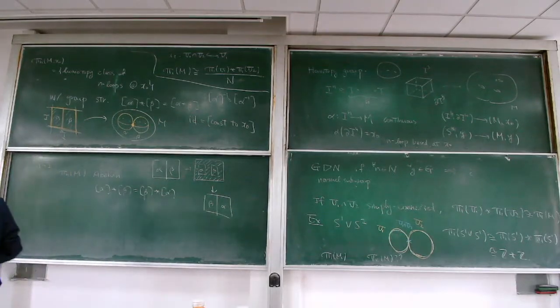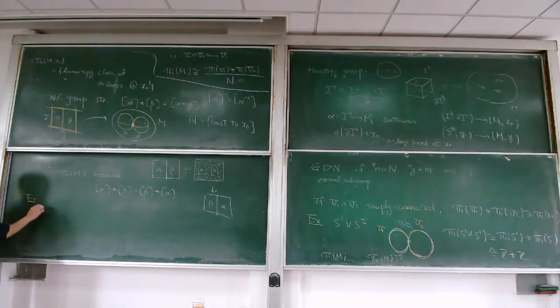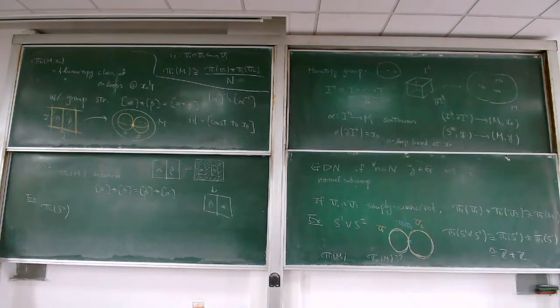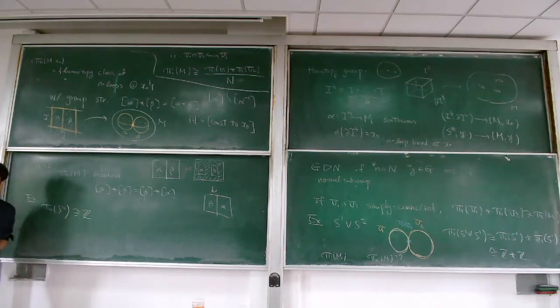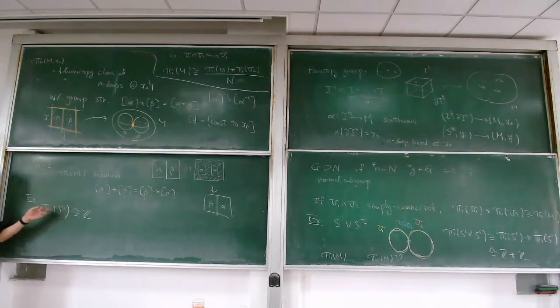And then the example, which is not written in the, what's this? Do you know what this group is? The nth element of pi n of S n. So this is indeed Z. If you look at the one, the fundamental group is Z, right? So you can easily guess what this is indeed.